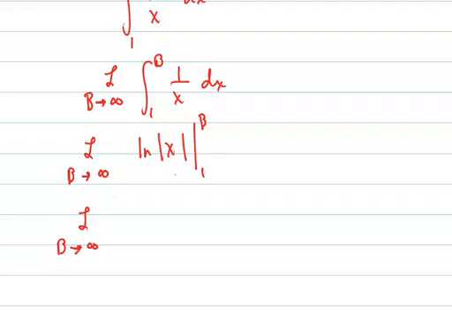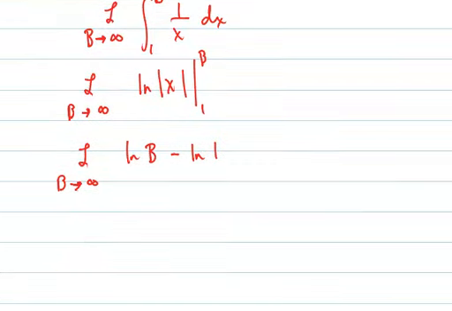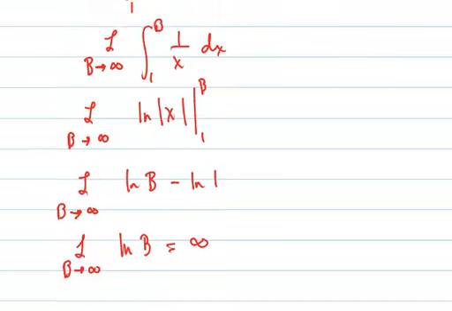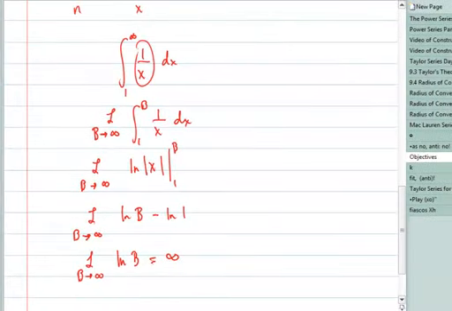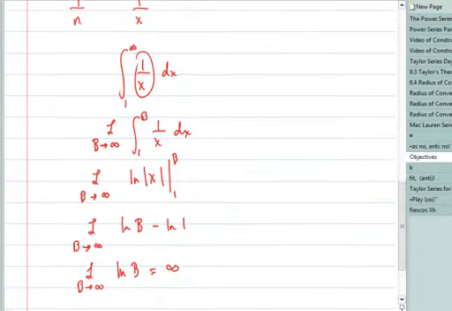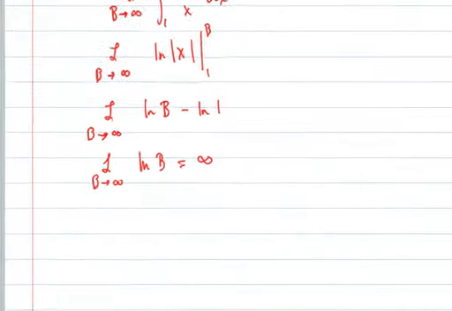And now we take the limit, and we're going to evaluate the natural log of b minus the natural log of 1, and this ends up being the limit as b goes to infinity of the natural log of b, which is also infinity. So what does this tell us? Well, this tells us that the area under this curve doesn't reach a fixed finite amount. It goes off to infinity. It's unbounded.